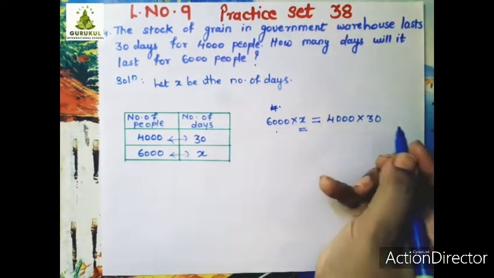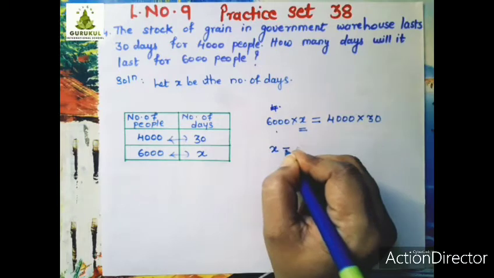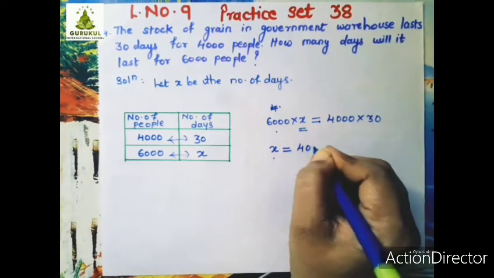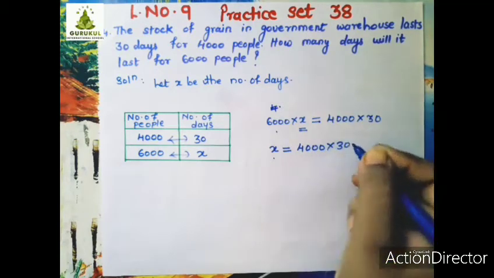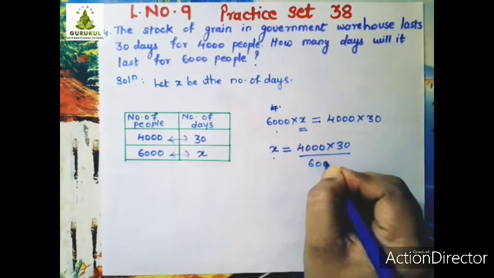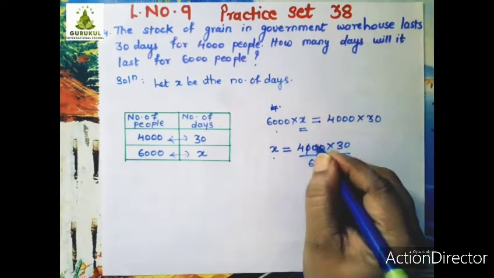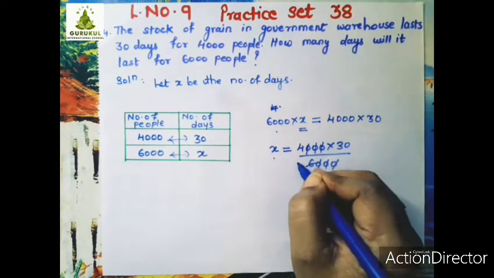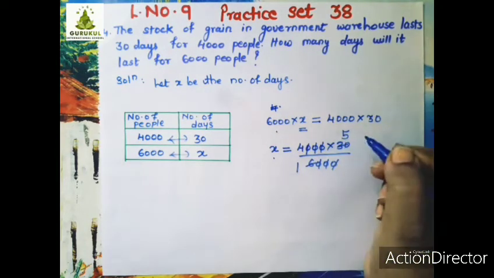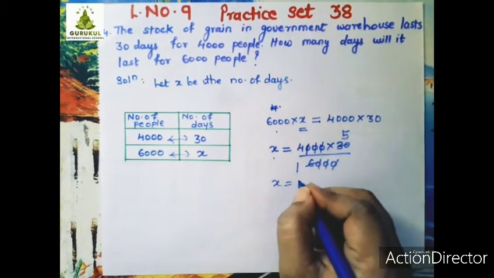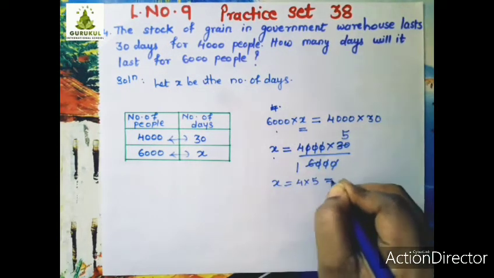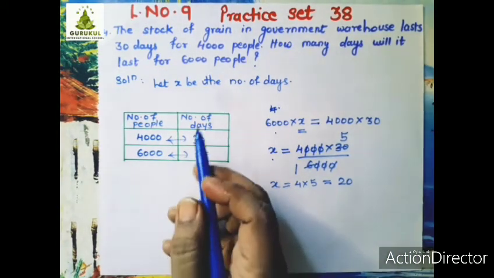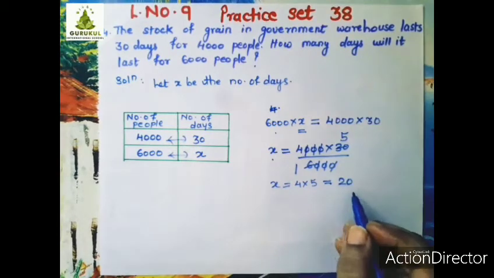So shift this 6,000 to the right hand side. On the left hand side only x will remain. 6,000 we have to shift. So it will be 4,000 into 30 divided by 6,000. Okay. So zeros are cut, 3 zeros cut. Then 6 ones are 6, 6 fives are 30. So x is equal to 4 into 5, that is equal to 20. Means if 6,000 people are there, that stock will last for 20 days.